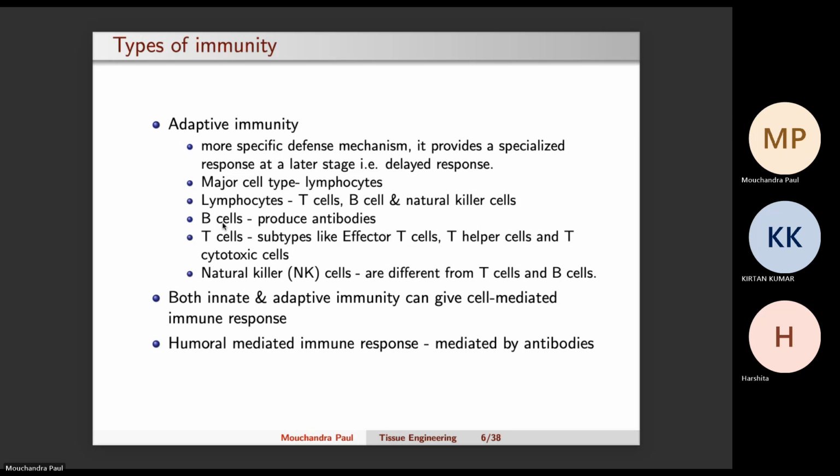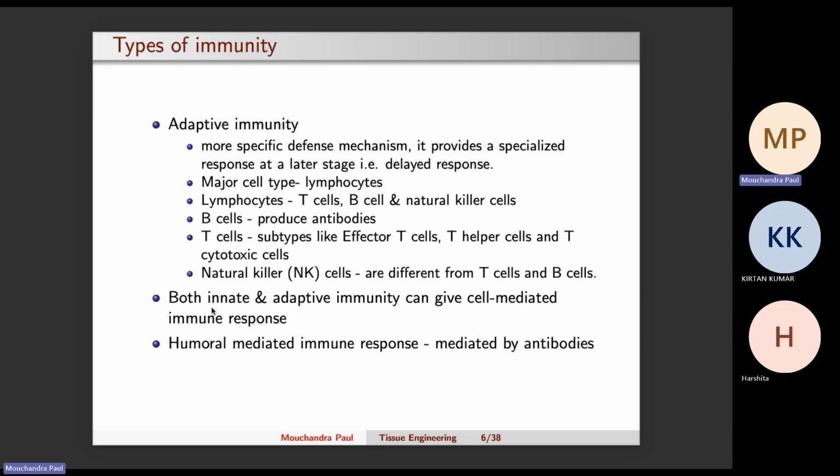Okay, the T cells have various subtypes. So there is not one type of T cell; there are different kinds, like the effector T cells, helper T cells, cytotoxic T cells. Okay, and there is another type of cell that is called natural killer cells. But this type of lymphocyte is a bit different from T and B cells. How? We will come to know later.